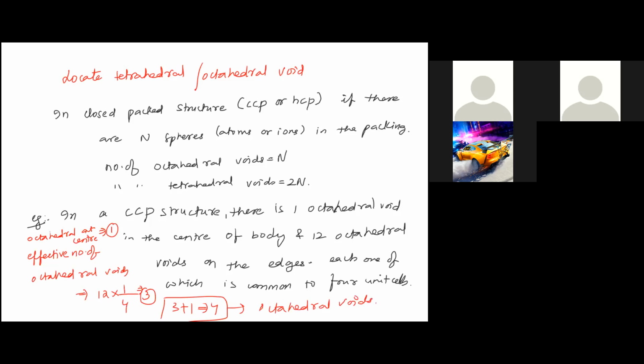If there are 4 octahedral voids, you obviously know there are 8 tetrahedral voids. There are 8 tetrahedral voids and 4 octahedral voids according to the example that I have given.